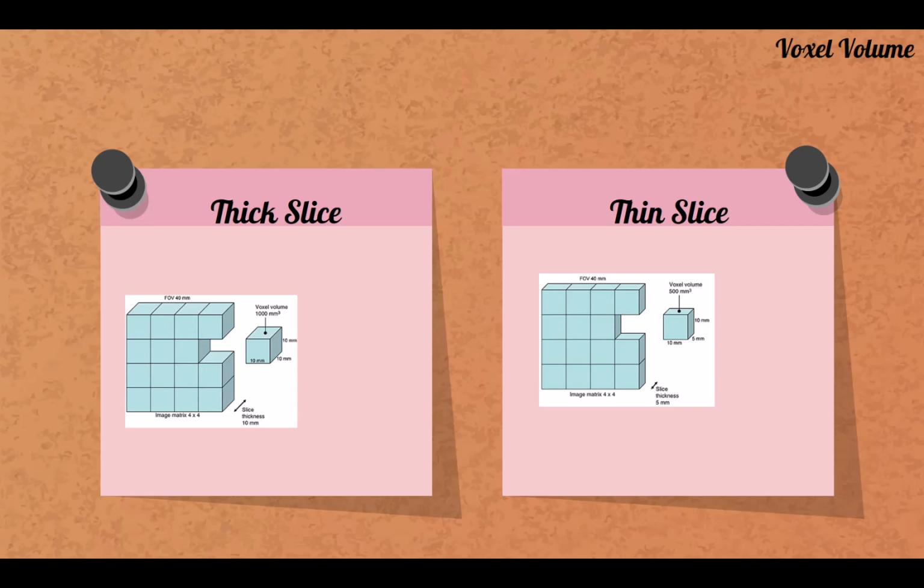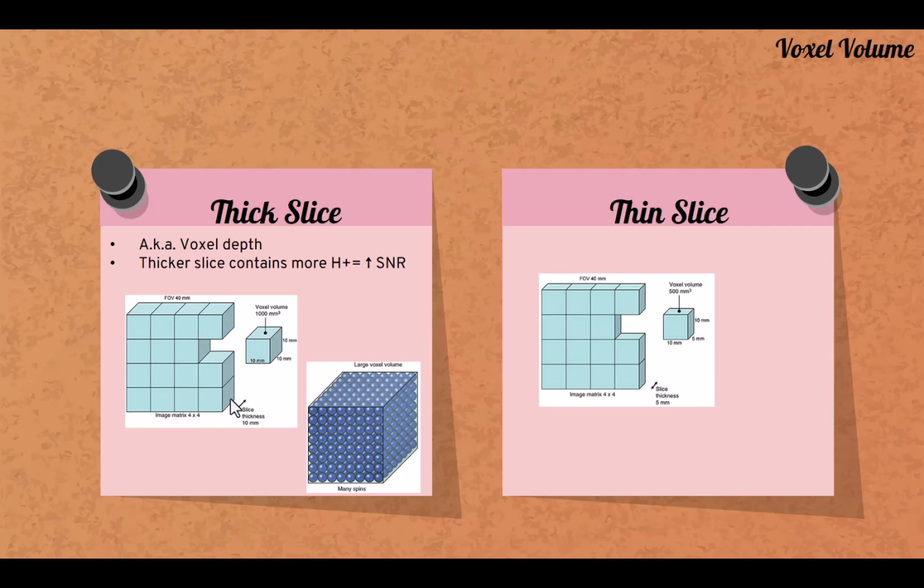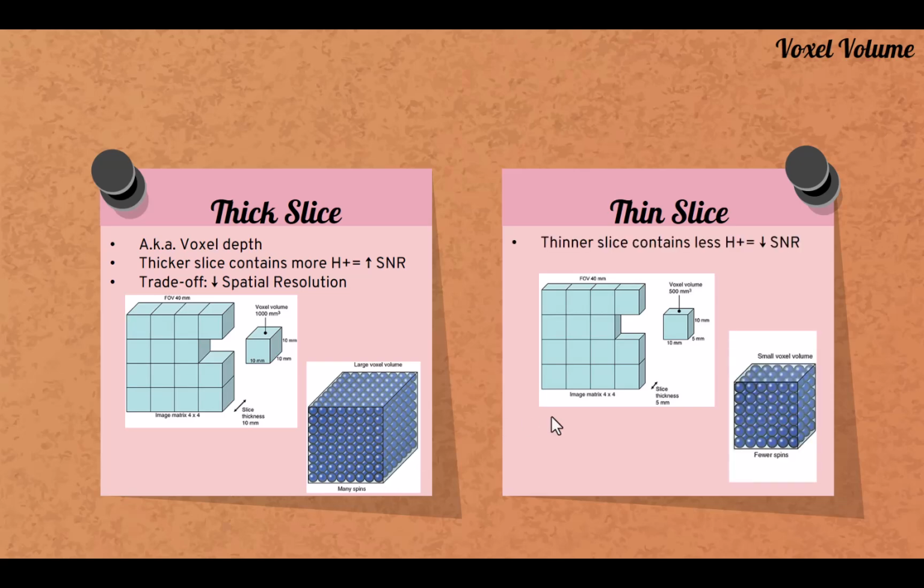Let's continue on this path of comparing parameters with a thick slice versus a thin slice. Slice thickness is also referred to as the voxel depth. A thicker slice, as you can see here with a 10 millimeter slice thickness, will contain more of these hydrogen spins. And as you saw from the previous slide, that will increase the SNR. The trade-off, unfortunately, is as you increase the depth of the voxel, you're going to reduce the spatial resolution. Thinner slices, as you can see here with a 5 millimeter slice thickness, will contain fewer of these hydrogen spins, which will reduce the SNR.